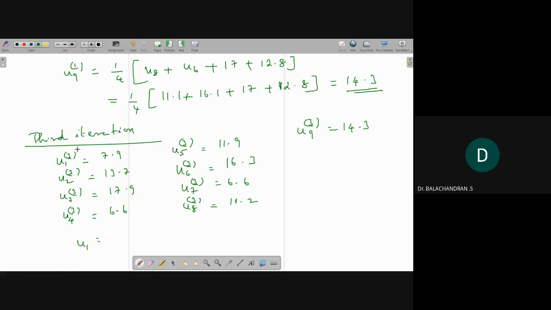Don't write the iteration number. So U1 is 7.9. Similarly, you should write up to U9 is 14.3. The last step.